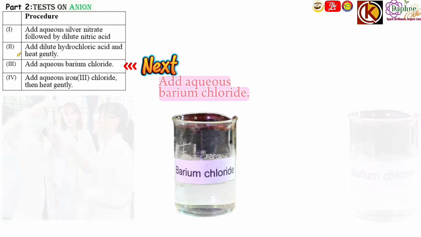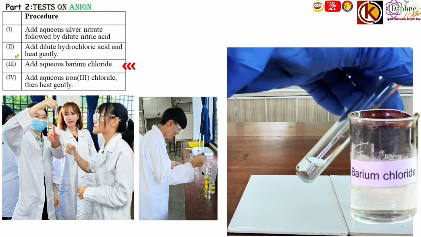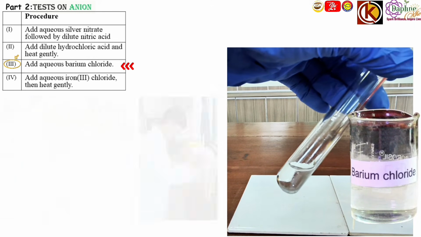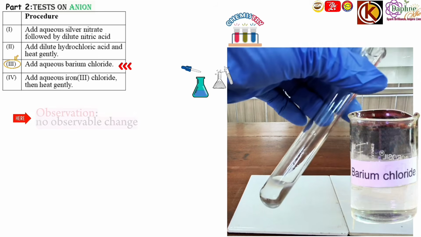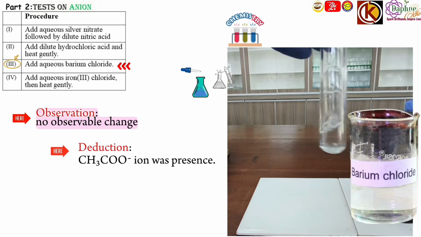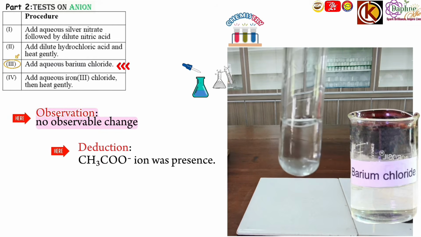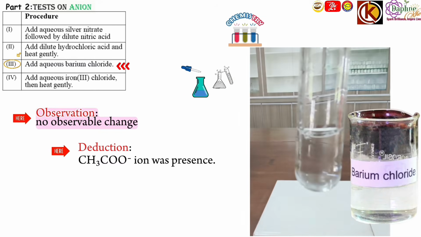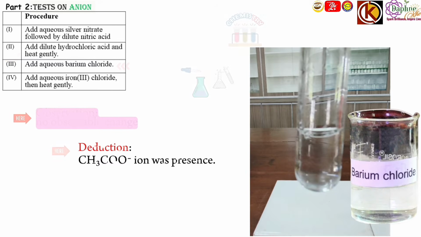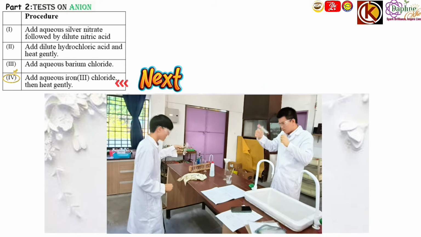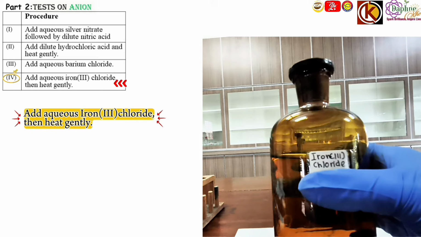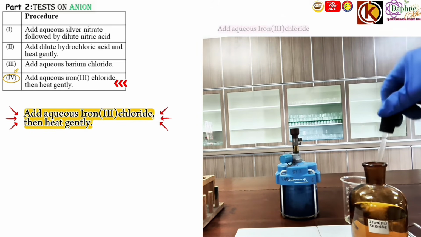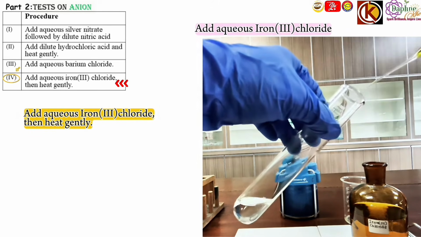Next, add in aqueous barium chloride. Do you notice any visible change? Lastly, add aqueous iron(III) chloride, then heat gently.